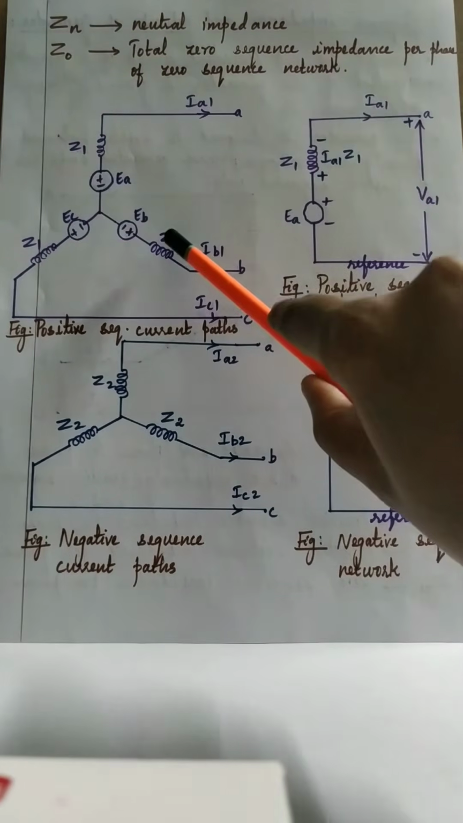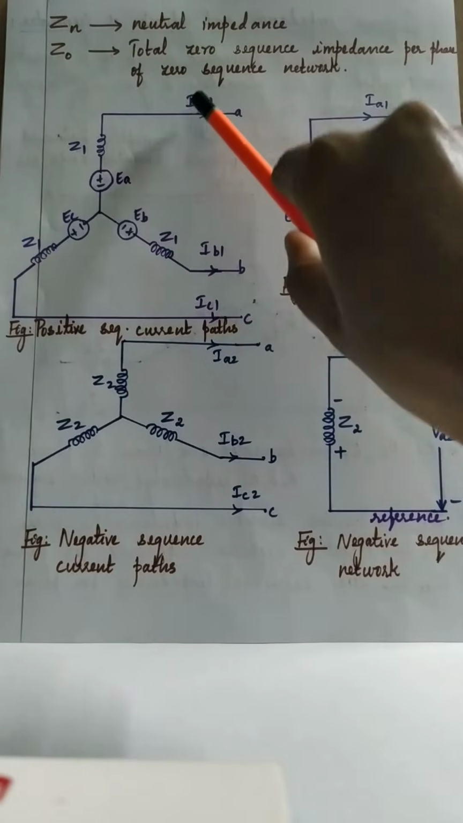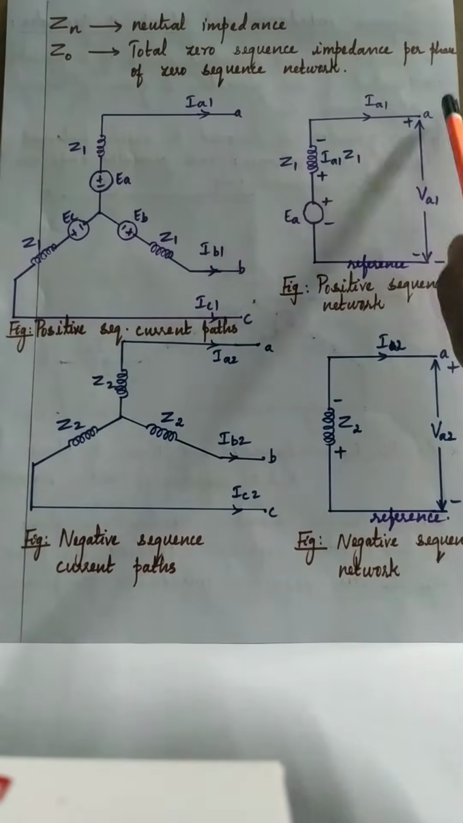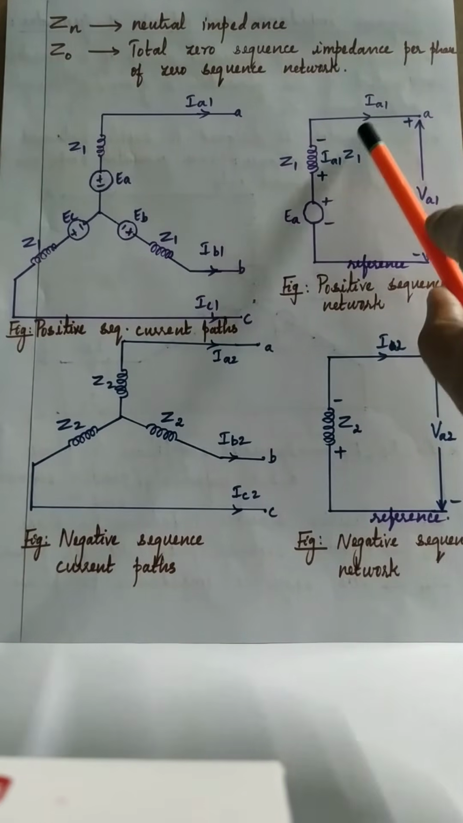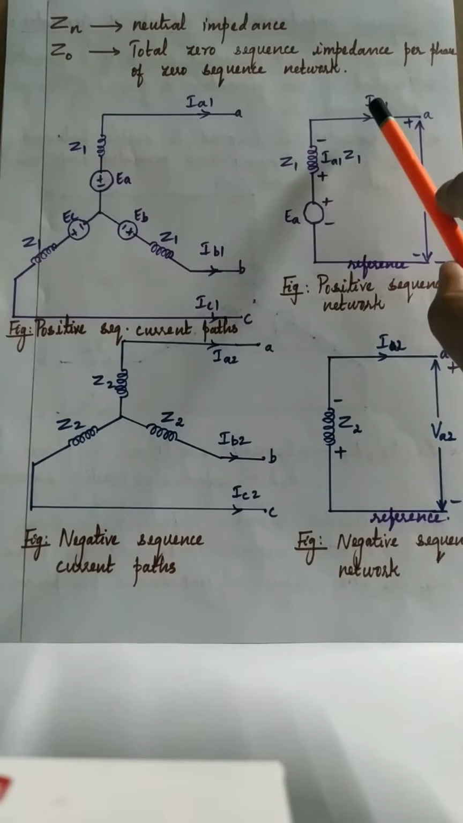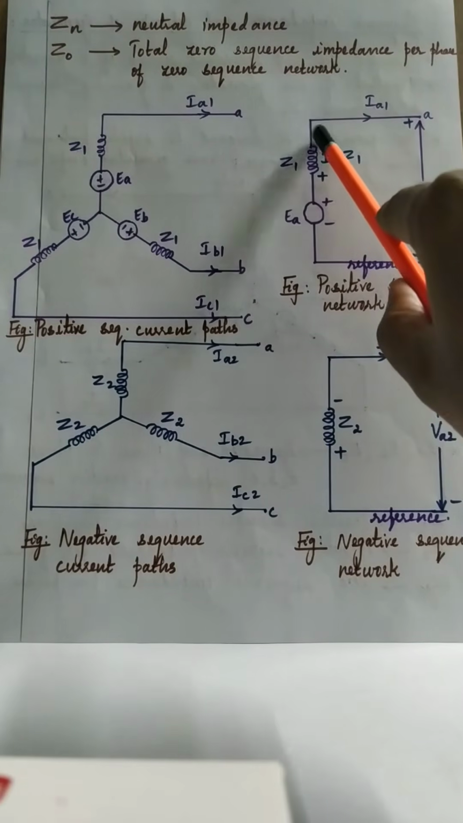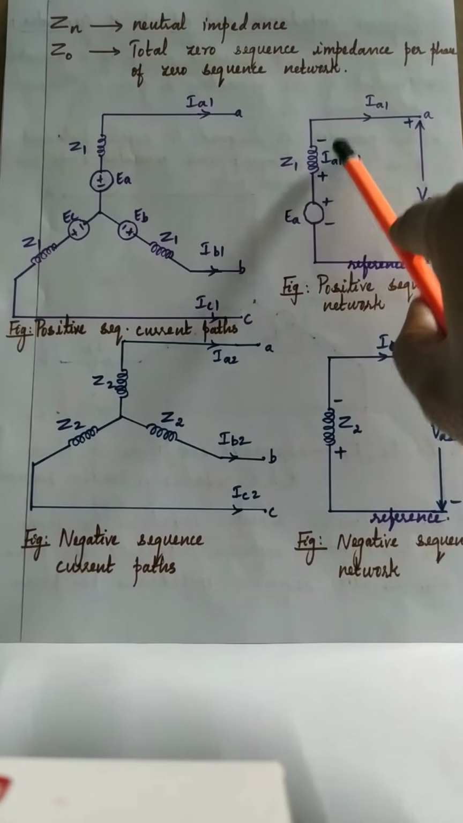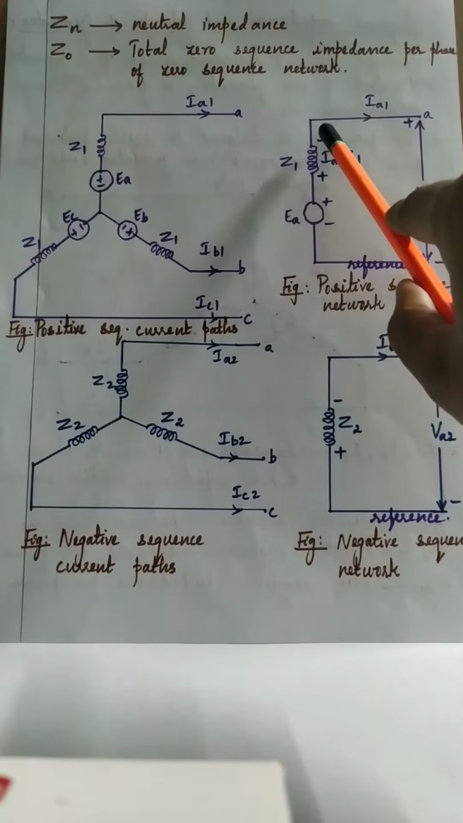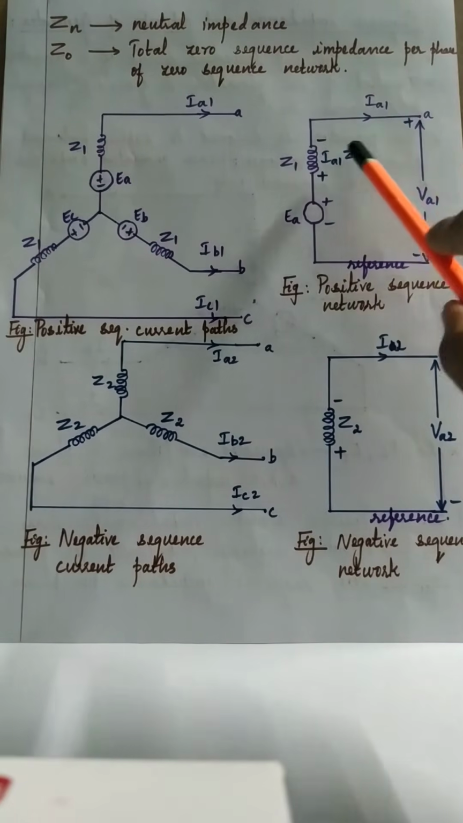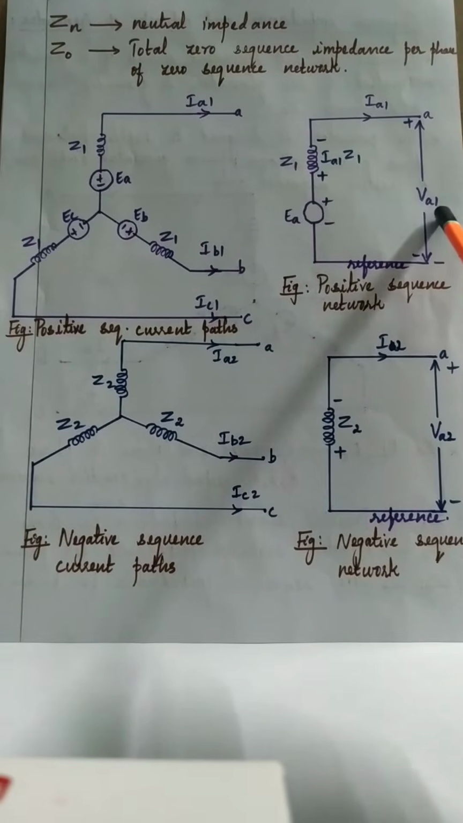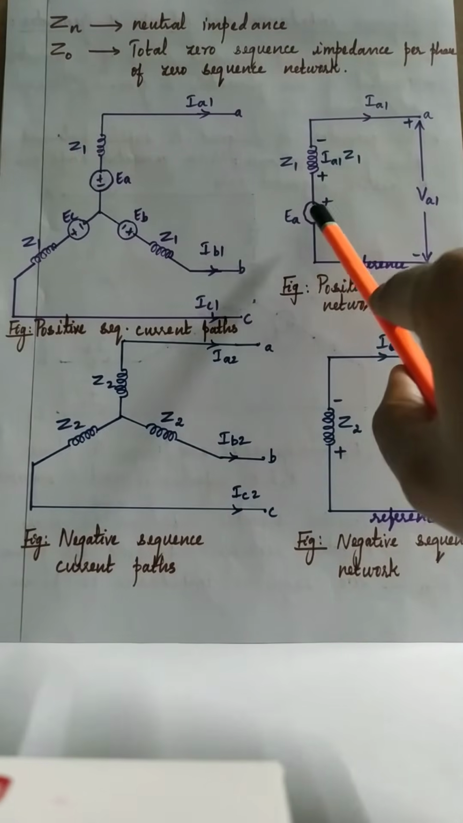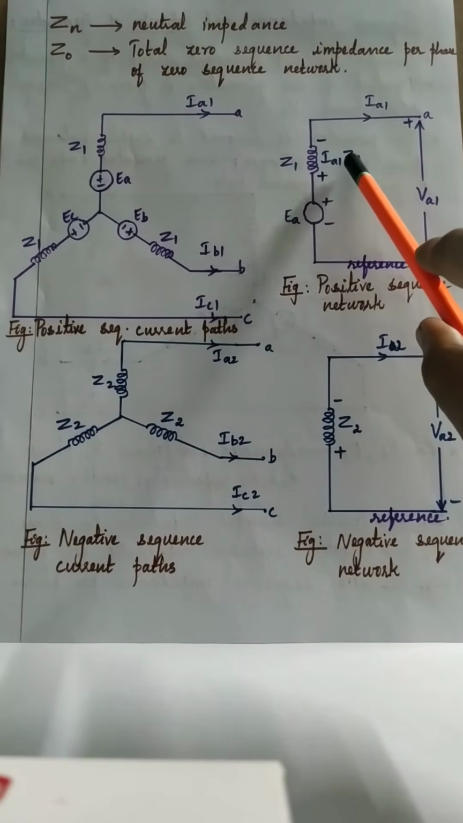Since the generator supplies the current, the direction is shown from the generator towards some external circuit. We know current flows from higher potential to lower potential, so that is the reason we have taken the polarity across this impedance Z1 as shown in the diagram, plus and minus because of this current direction. Now by applying KVL to this loop, we get VA1 is equal to EA minus IA1 Z1.